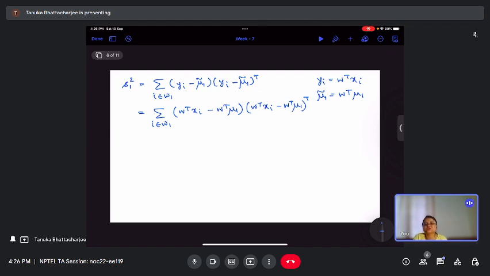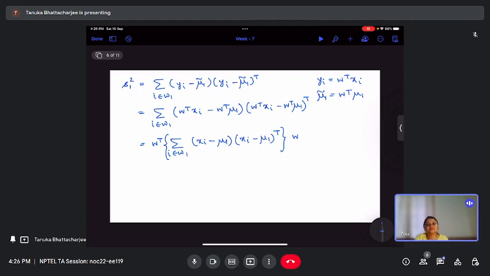Now, in this expression, the w is independent of i. So, we can easily take the w out of the summation. That will make it w transpose, summation i element of omega 1, (xi minus mu 1) into (xi minus mu 1) transpose, into w. So, you have w transpose and w on both sides, and in between you have this term.